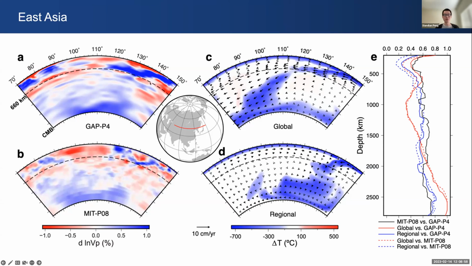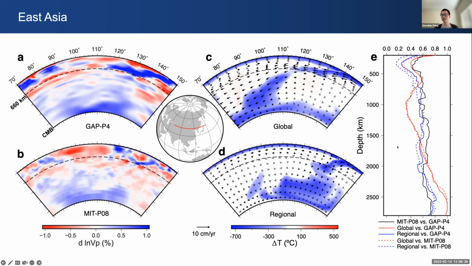So for beneath East Asia, the most important and the most famous feature for the slabs is that they are stagnant above the 660 discontinuity. And the global model produced this feature pretty well. But in the regional model, the slab penetrates into the lower mantle directly. Also, the lower mantle slab has different positions.